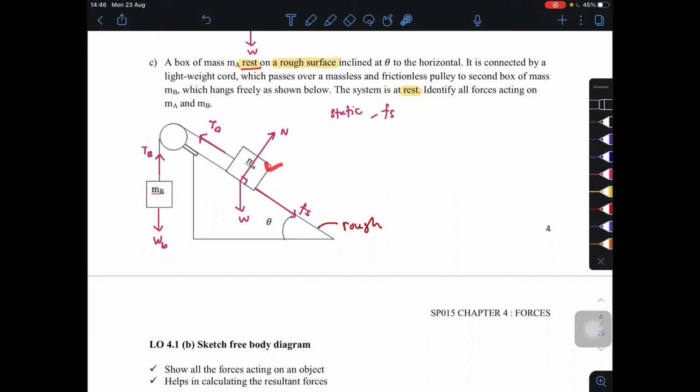Dan untuk box A kita ada weight going downward, normal force 90 degree, and then since it is connected to a cord, it has tension force, and then since it is on a rough surface, dia ada static friction. Static sebab the box is at rest.